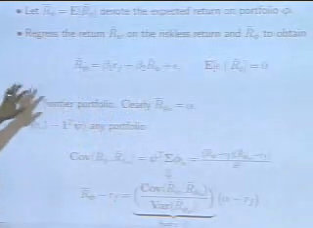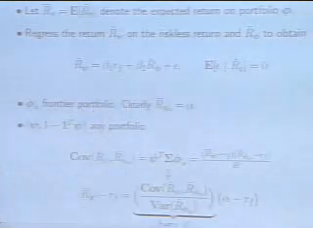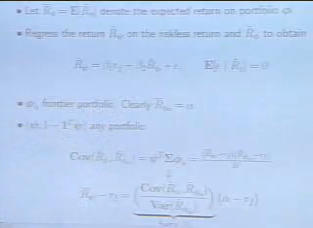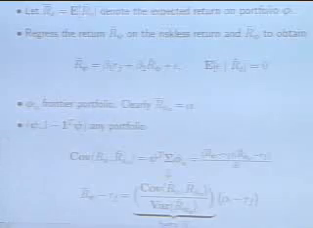Only thing I'm assuming here, they are jointly distributed. If they're not jointly distributed, beta 2 becomes 0. Fine. Now what I want to argue is if this portfolio happens to be also a frontier portfolio, it gives me more information.